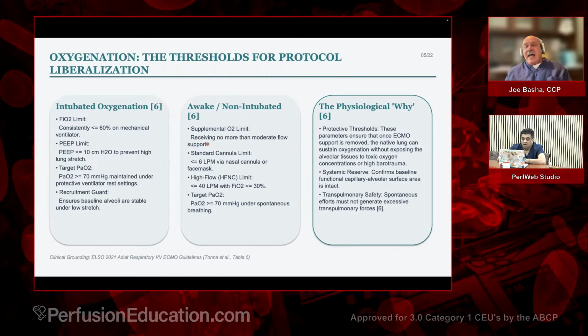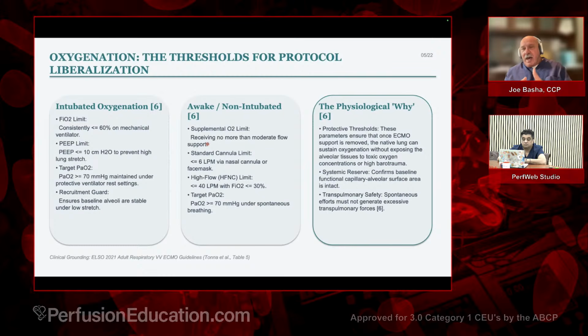Awake and non-intubated, totally different situations. Supplemental O2 limit: receive no more than moderate flow support, standard cannula limit. You want your nasal cannula equal to or less than 6 liters per minute, or face mask. If you're high flow, you want your limit to be 40 liters per minute with FiO2 equal to or less than 30%, with a target PaO2 of equal to or greater than 70 under spontaneous breathing.